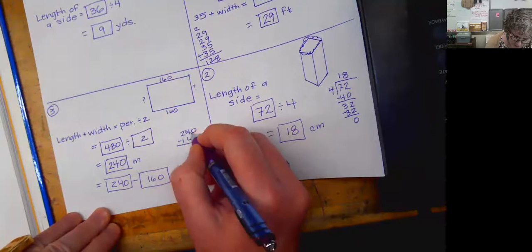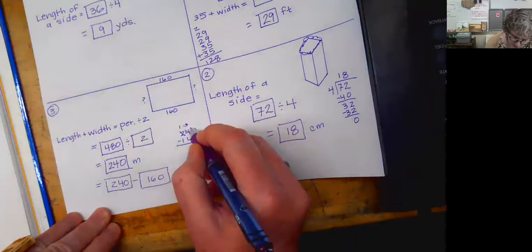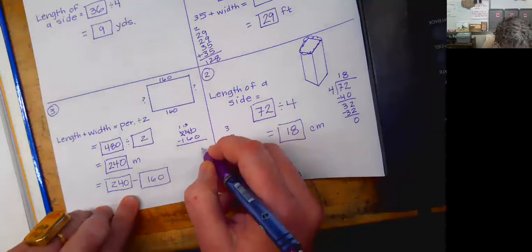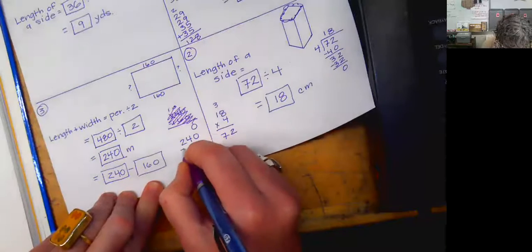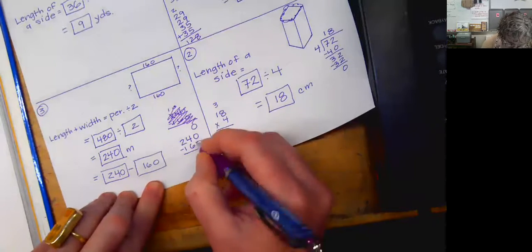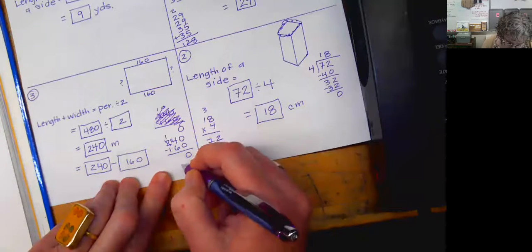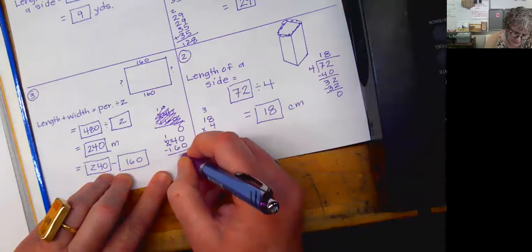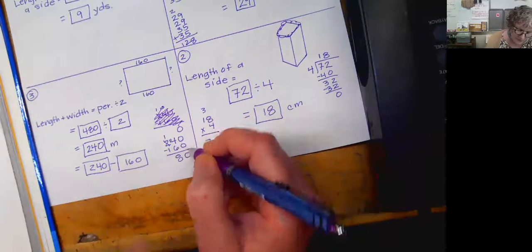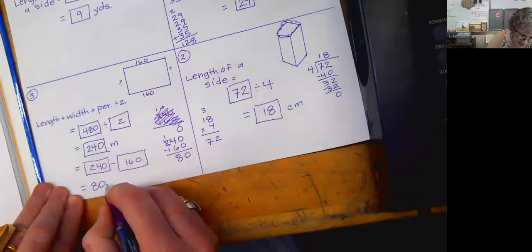We got some regrouping, watch out. And we get, oh, sorry, we don't have to do that. I'm going to do this again. Sorry. Heavens to Betsy Ross. So we don't have to regroup yet. 0 minus 0 is 0. Now we're regrouping. And 14 minus 6 is going to be 8. So we end up with 80. So we know that one side, the width, is going to be 80 meters.